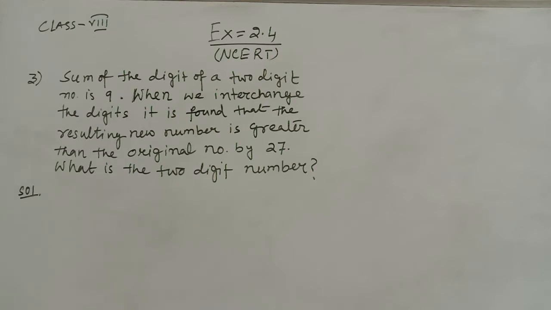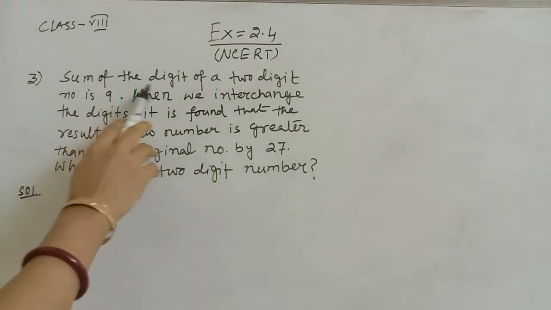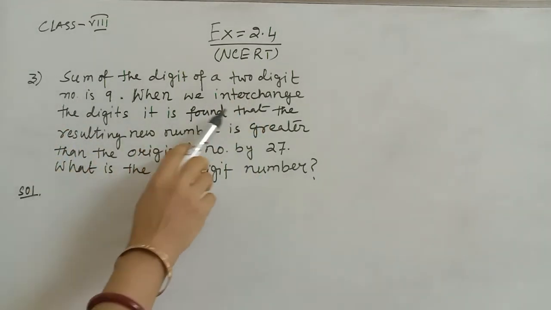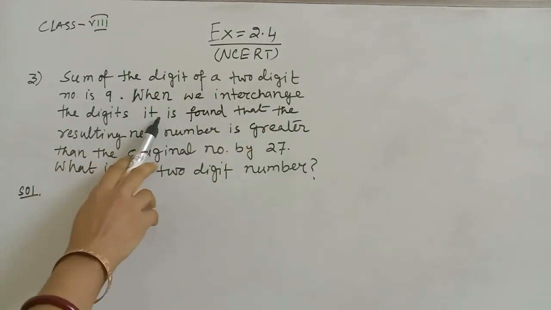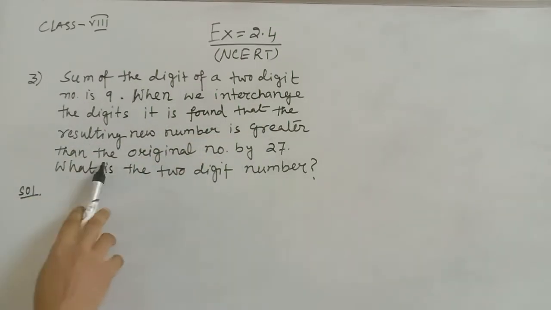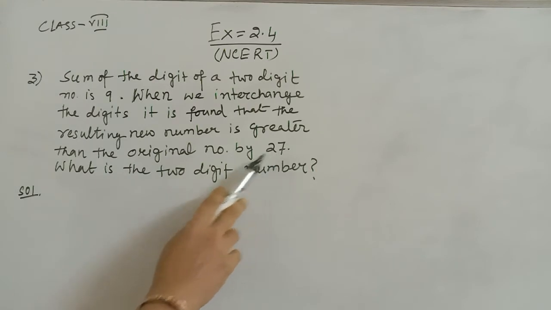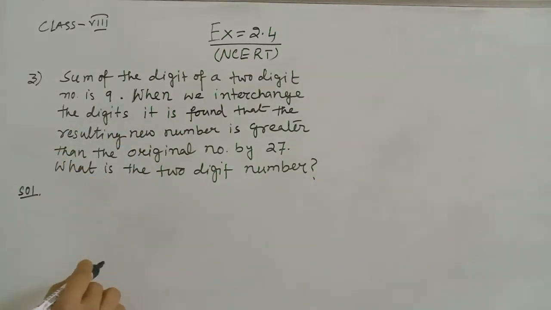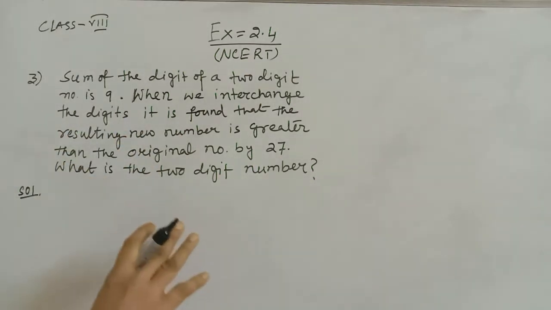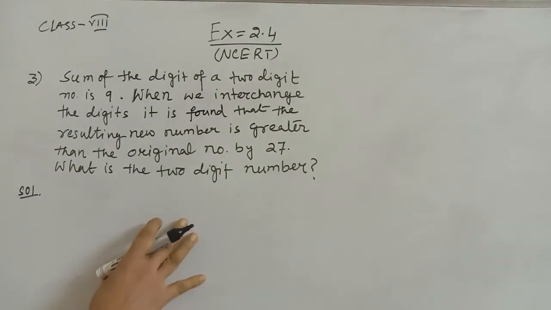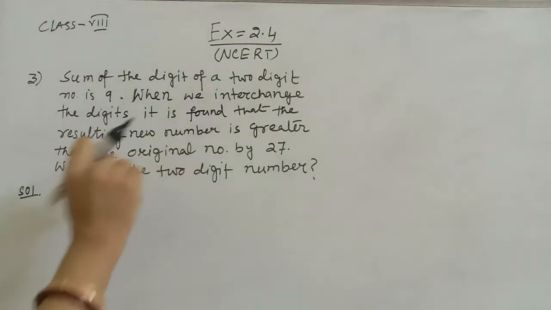In question number 3, the sum of the digits of a two-digit number is 9. When we interchange the digits, it is found that the resulting new number is greater than the original number by 27. What is the two-digit number? Now, when we get this kind of sum, first of all you have to be very clear about the ones place digit and tens place digit, as it is a two-digit number.